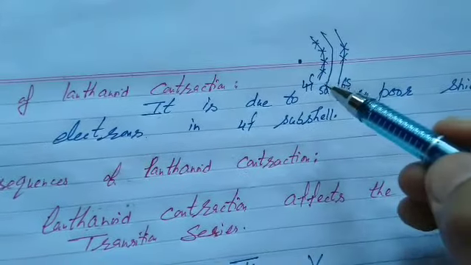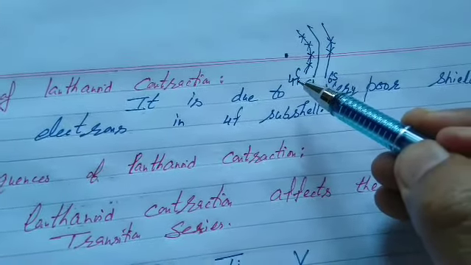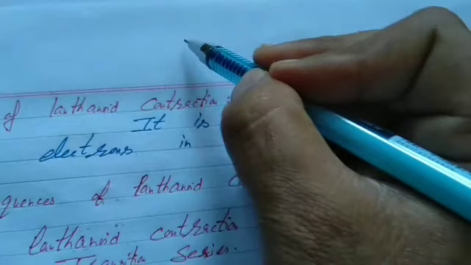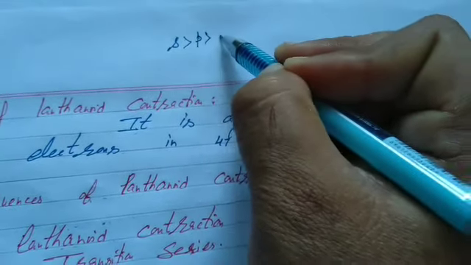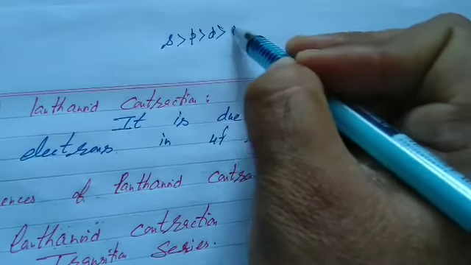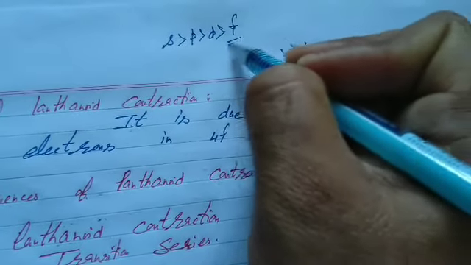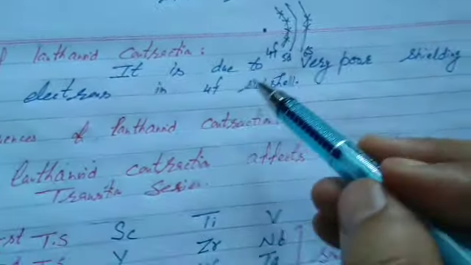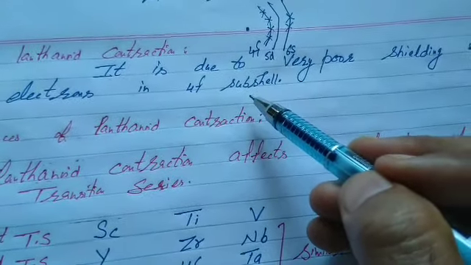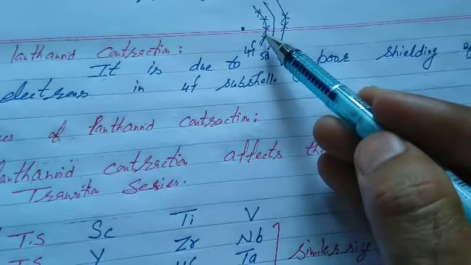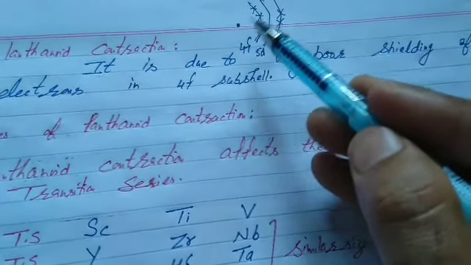Students, in the lanthanoid series, the electrons are added in the 4f subshell, and we know the shielding effect decreases in the order s, p, d. Very poor shielding effect is shown by the f subshell, and that is the cause of lanthanoid contraction. It is due to very poor shielding of the electrons in the 4f subshell. This imperfect shielding is not able to compensate the effect of nuclear charge.